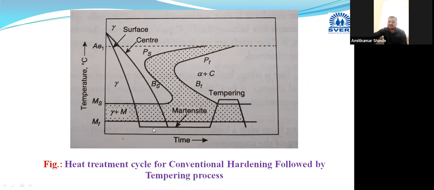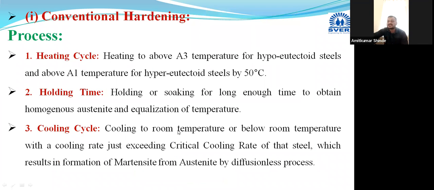And the cooling rate you select has to exceed the critical cooling rate. Exceeds means faster, with minimum time. If suppose the critical cooling rate corresponds to 10 minutes, then your time should be 9, 8 or 7 minutes, like that. It should be less than that. In lesser time you have to cool the sample, so that whichever austenite is present will be transformed to the martensite phase, and we will get very high hardness in that component.